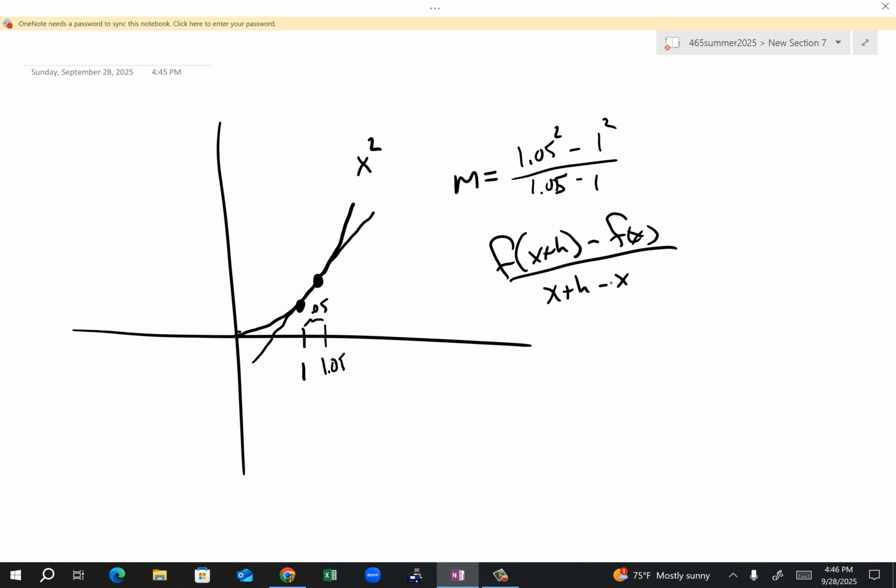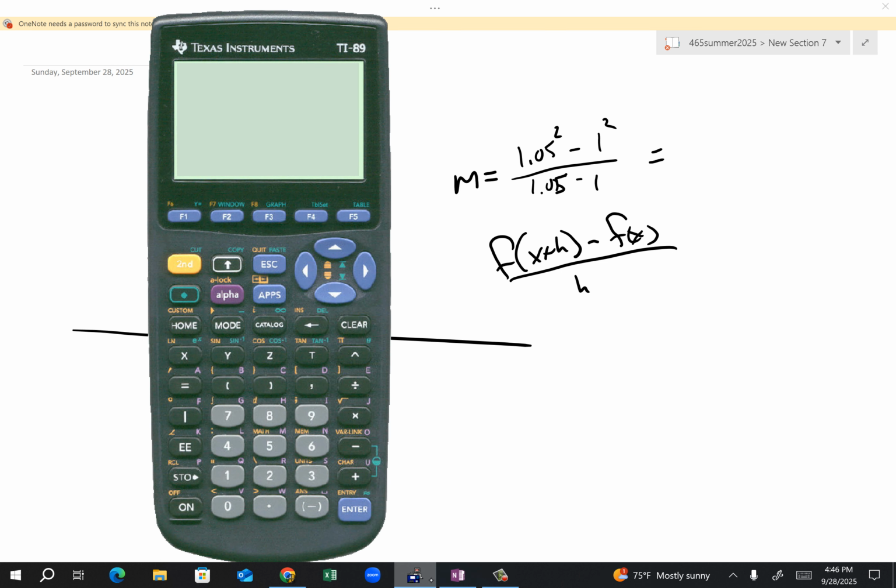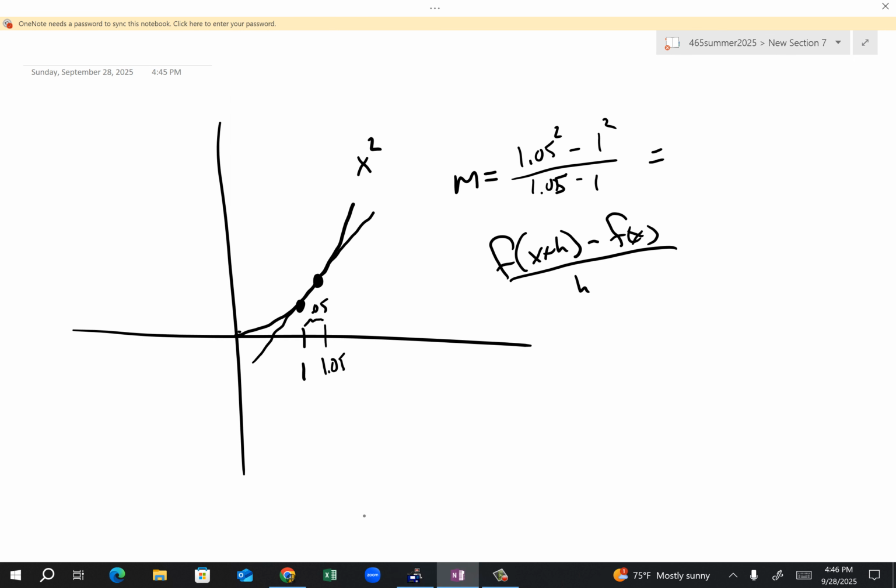And so this then simplifies just to this. We will be looking at this a lot. A lot. And so we're going to get 1.05 squared minus 1, divided by 0.05. And so we're going to get about 2.05. 2.05 is the rate of change when we're at 1.